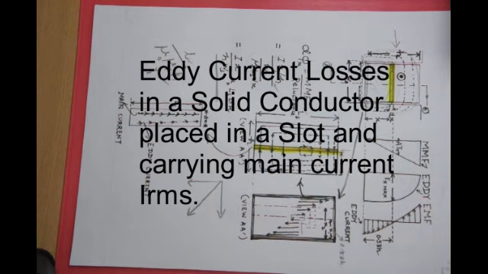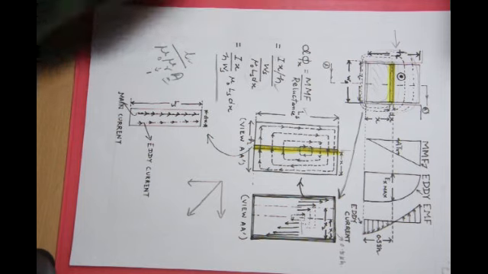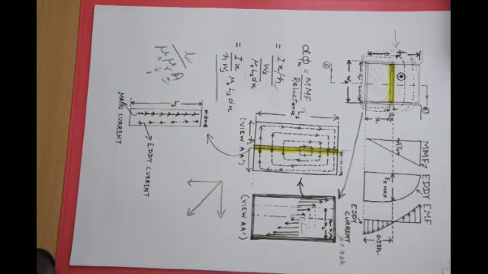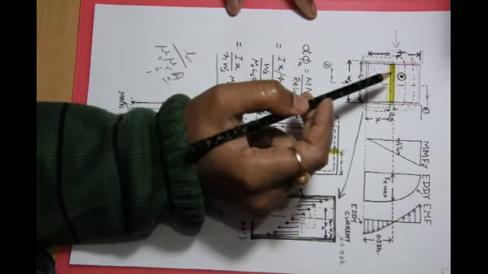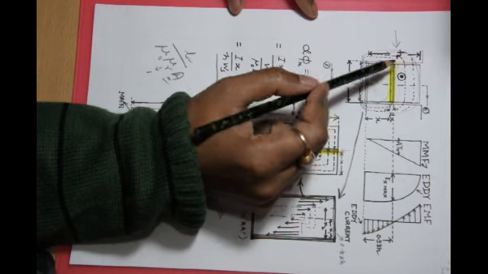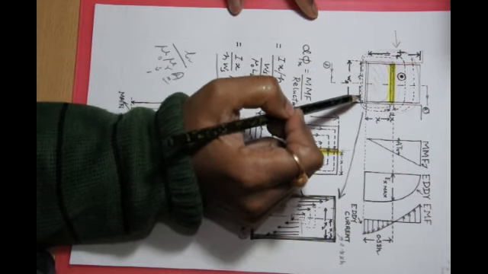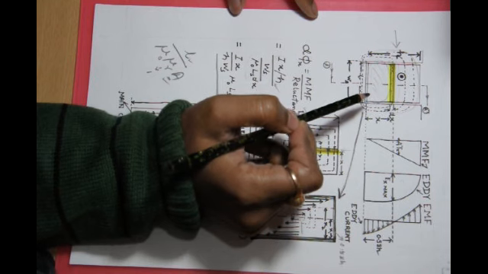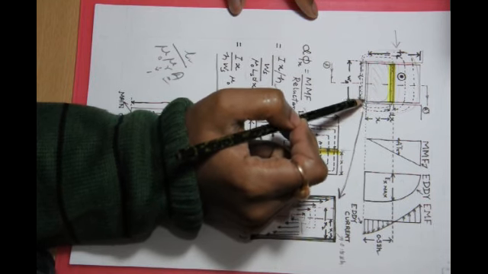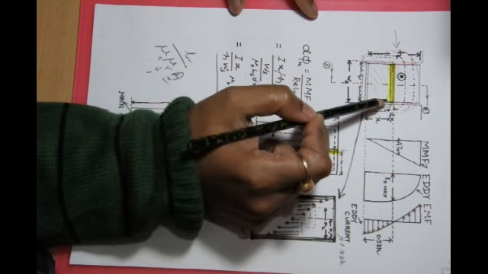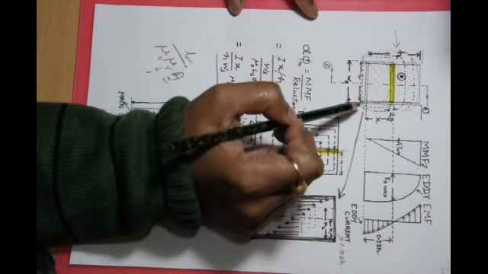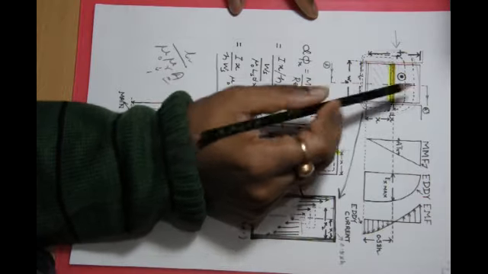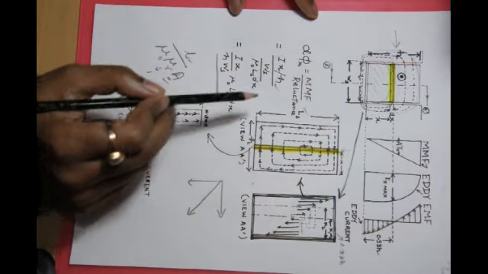Good evening, friends. Today we shall be discussing the eddy current losses in a solid conductor. We have chosen a conductor of copper, and its cross section is given by H into B, and we have chosen an element dx at a distance x from the base of the conductor. The conductor is placed in a slot of width ws. The sectional view is given by this diagram.